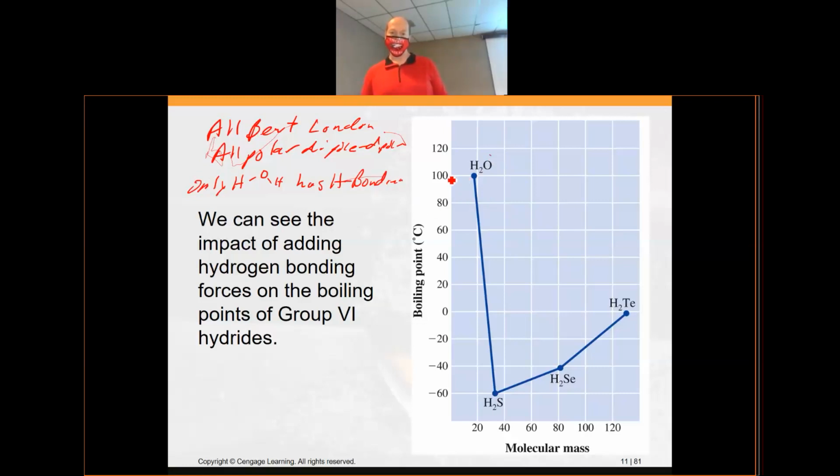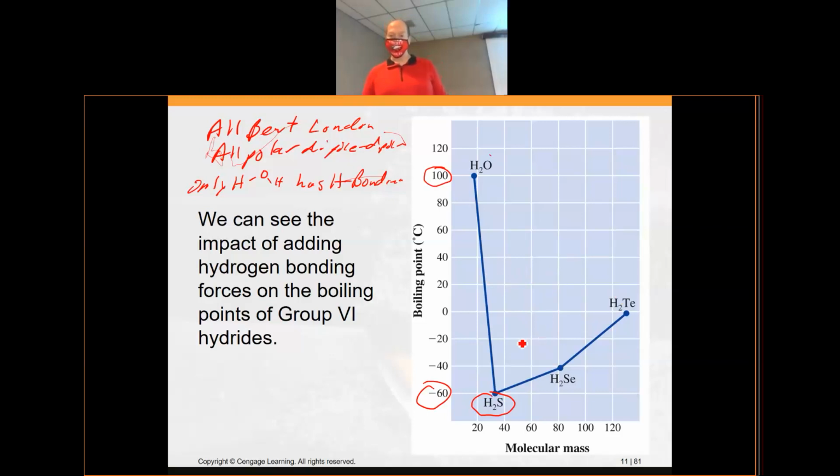So here's your boiling point. You know water's boiling point is 100. Then you go down to H2S. The boiling point of H2S is minus 60. So that hydrogen bonding, and there's 2 of them for the 2 OHs, increases that boiling point by 160 degrees Celsius. So it's a huge intermolecular force.